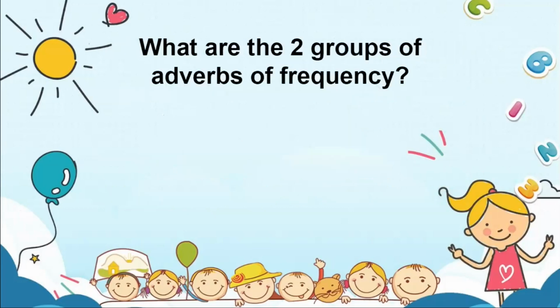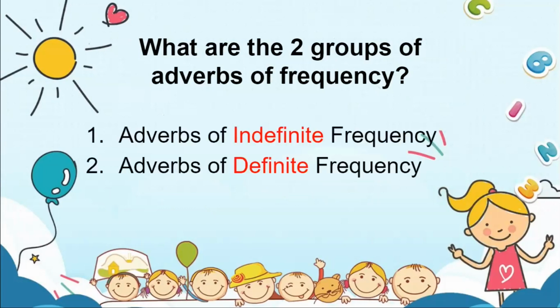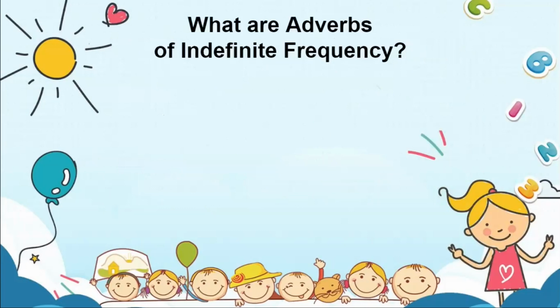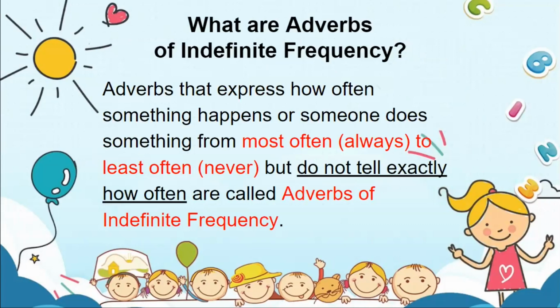What are the two groups of adverbs of frequency? These are adverbs of indefinite frequency and adverbs of definite frequency. What are adverbs of indefinite frequency? Adverbs that express how often something happens or someone does something from most often, always, to least often, never, but do not tell exactly how often, are called adverbs of indefinite frequency.